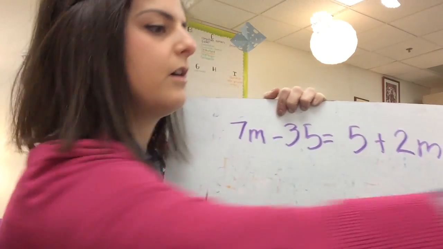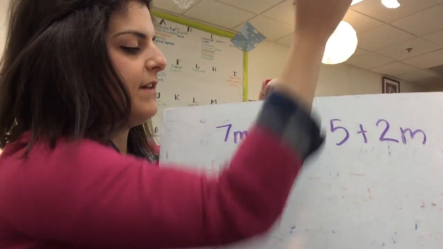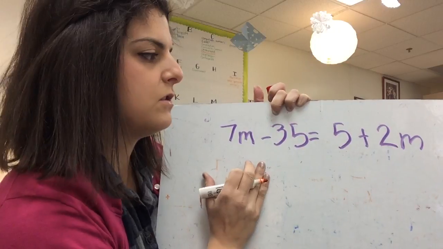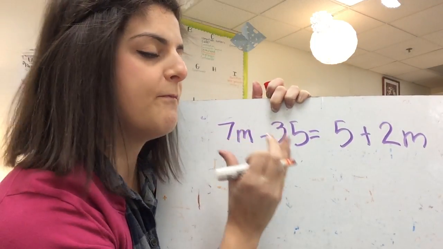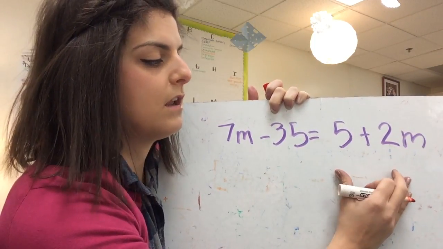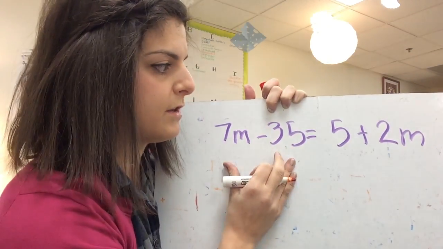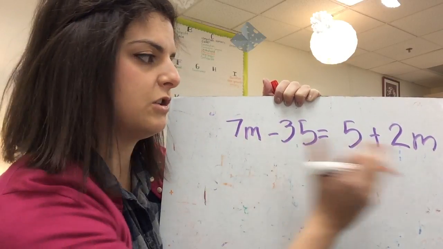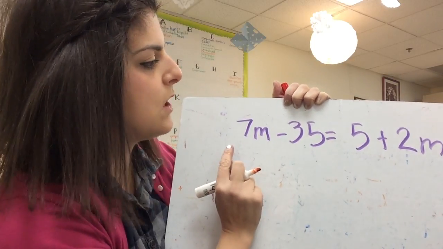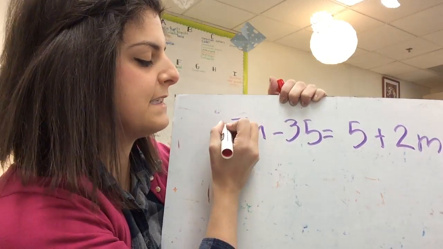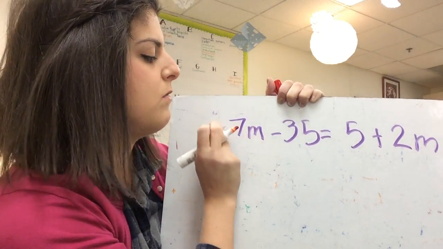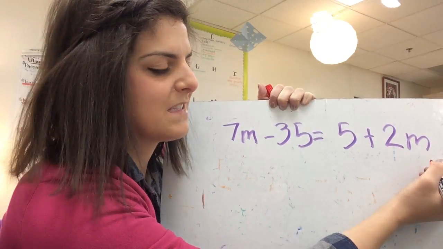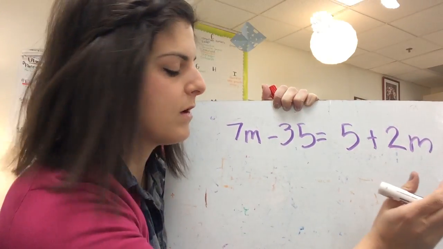I'll do it with another color here. Okay, so if I have 7m minus 35 equals 5 plus 2m, I want to balance out the two sides. I want to end up with the variable on one side and the number on the other side, or I can put the number on this side and the variable on this side. The way I'm going to do this is I'm going to use addition and subtraction to balance out the two sides. So could I go minus 7m and then take away 7m from 2m? It's not going to work because then I'd end up with a negative number. We're not trying to do that.